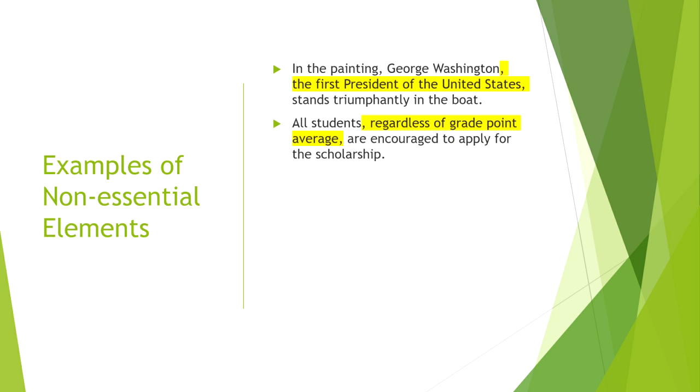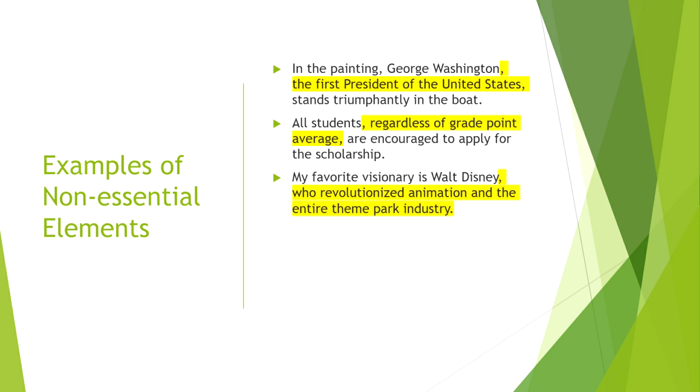So here's another example. All students, comma, regardless of grade point average, comma, are encouraged to apply for the scholarship. Okay, so the regardless of grade point average isn't necessary to define what students you're talking about or anything like that. It's just extra information that helps clarify this information about the scholarship. But the main information is all students are encouraged to apply, right? And the regardless of grade point average is stuck in the sentence. So when that happens in your sentence, you need to put the commas around it.